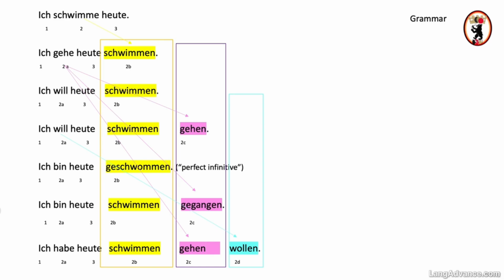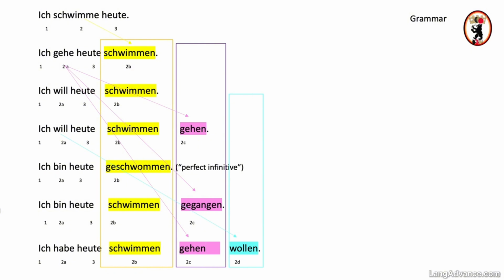Same in the next sentence. Ich will heute schwimmen. Here we have an auxiliary verb as well. However, it's the only auxiliary verb, so we don't need to worry about the verb order. In number 3, we are confronted with this problem of order.